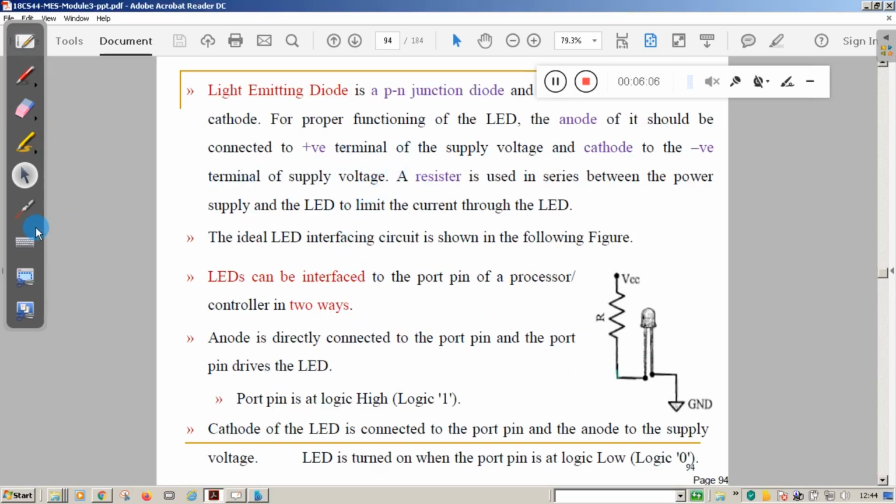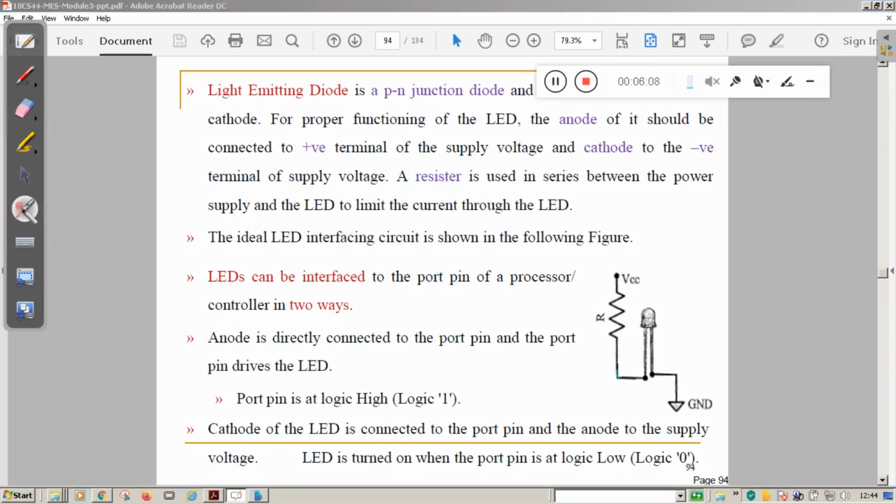Now what is a light emitting diode? It is a PN junction diode. You can see in the diagram here, it has two terminals. The long terminal is called the anode or positive terminal, and the short terminal is called the cathode or negative terminal. The long terminal is connected to VCC through a current limiting resistor, and the cathode is normally connected to the ground.